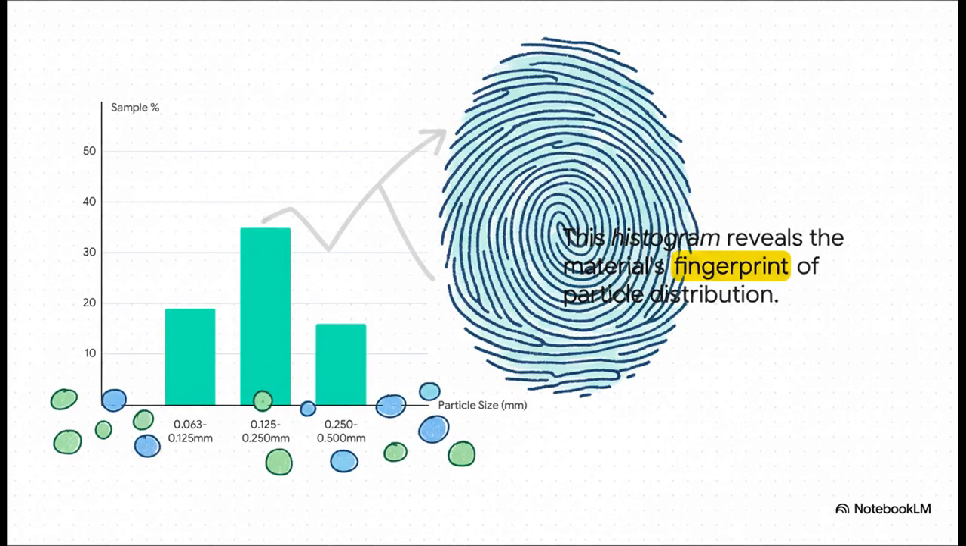We can take that data and turn it into a histogram, and suddenly you're looking at the material's unique fingerprint. It just jumps out at you. That tallest bar tells us that the single largest group of particles, a full 35% of our sample, is between 0.125 and 0.250 millimeters. It's a powerful story, all in one quick glance.